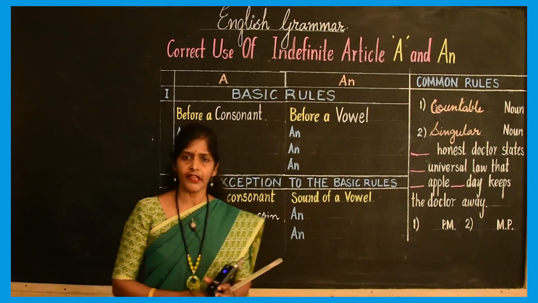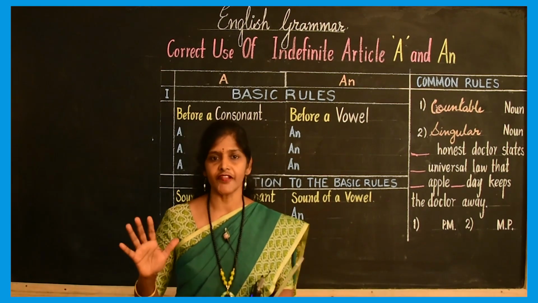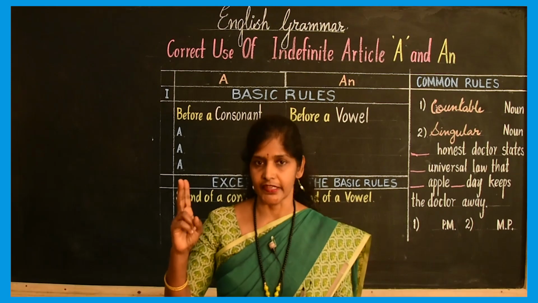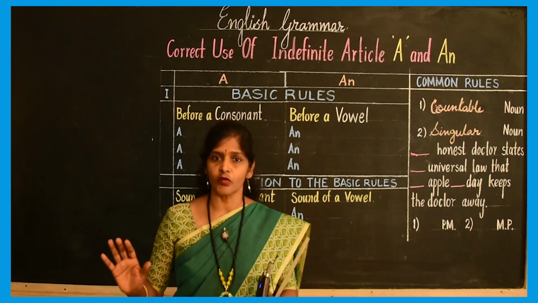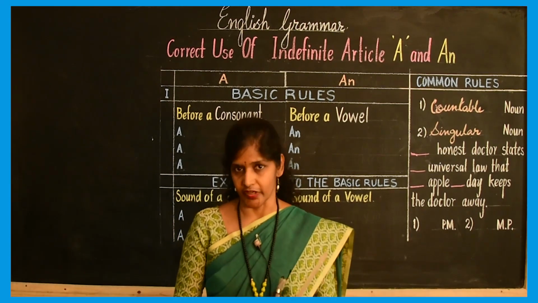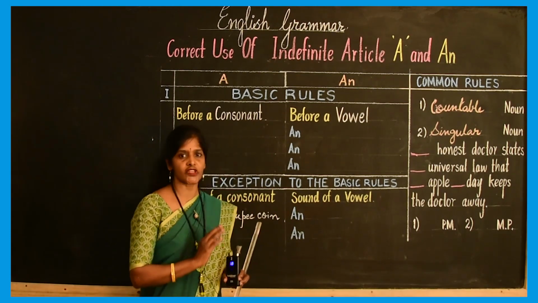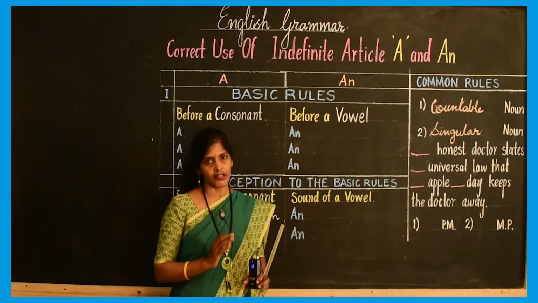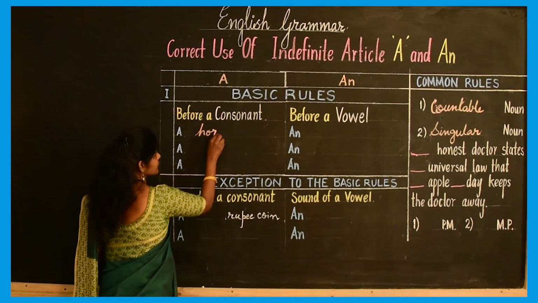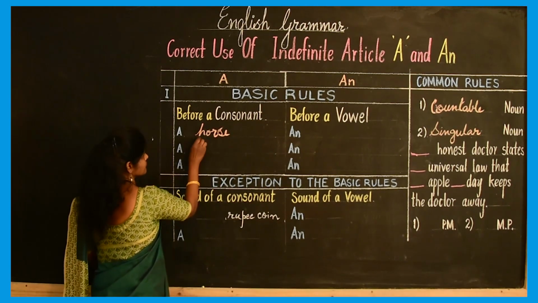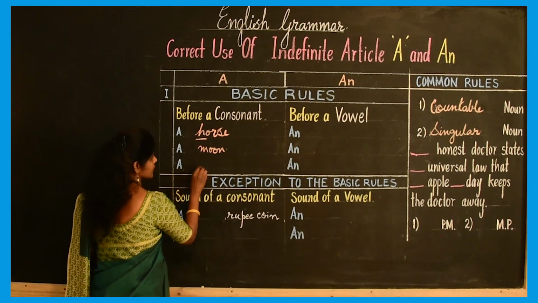Now, as we know, in English there are 26 alphabets, out of which 5 are vowels: A, E, I, O, U, and all the rest of the 21 alphabets are called consonants. So the basic rule says if a word begins with a consonant, use the article a. For example, a horse, a moon, a boy.